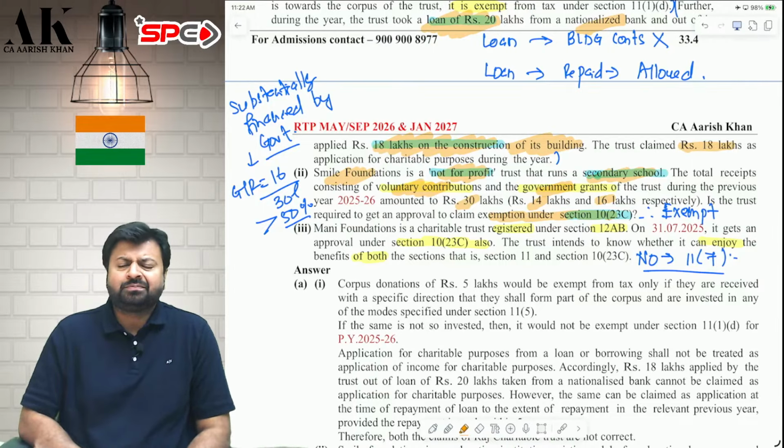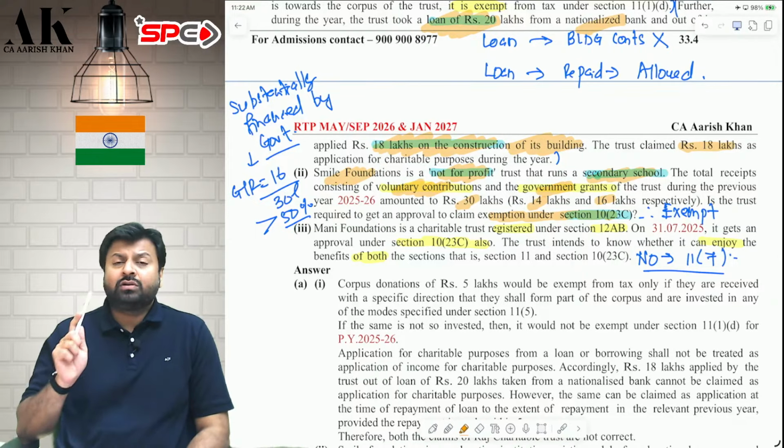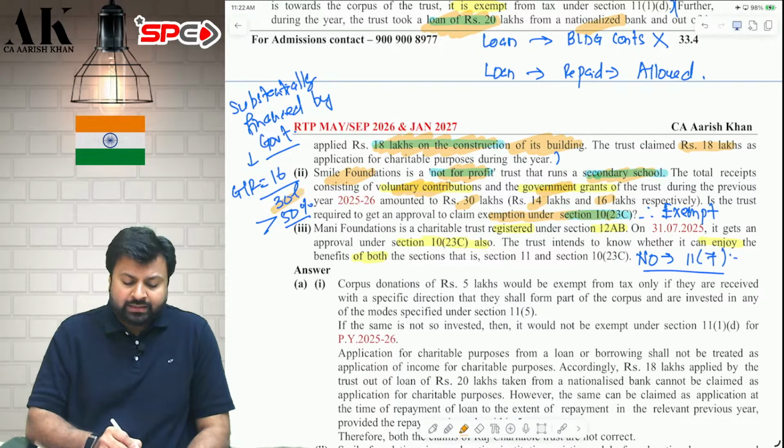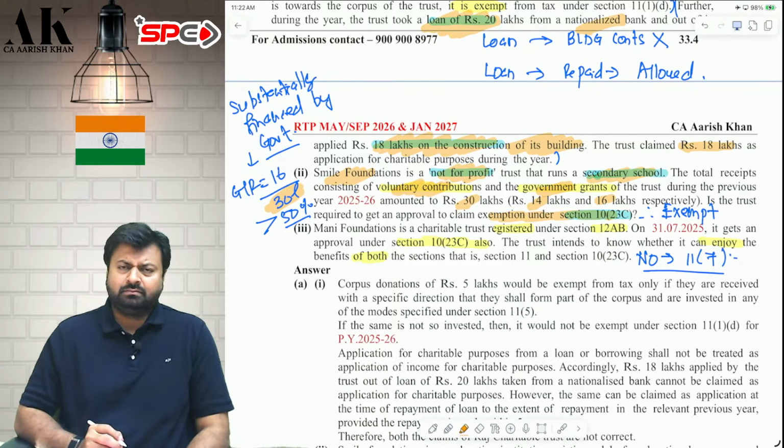It is exempt. Why, sir? It is exempt because it is a substantially financed institution by government. Sir, how, sir? See, the total grant received, total amount received is 30 lakh.